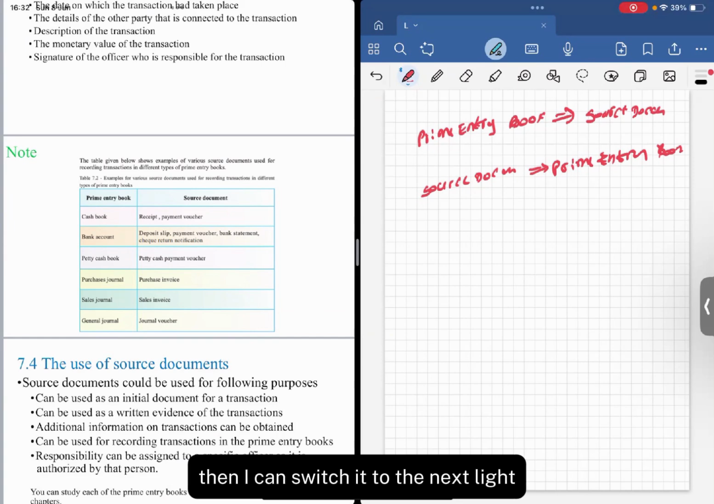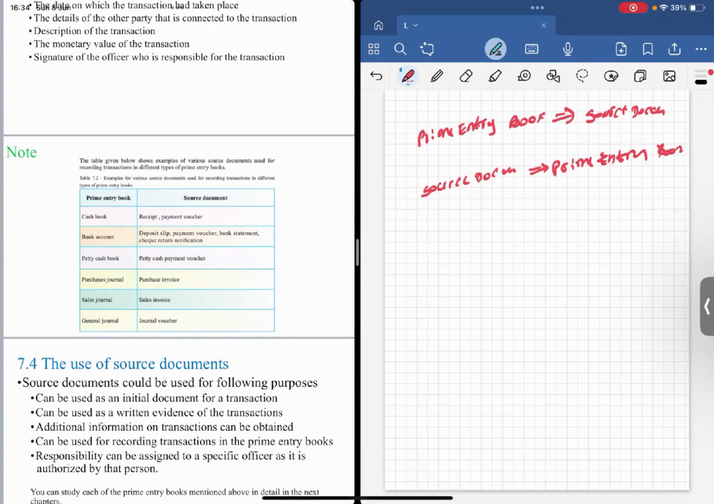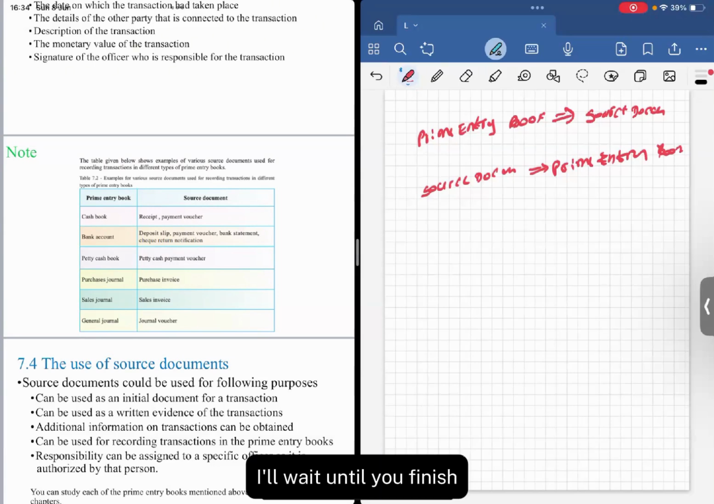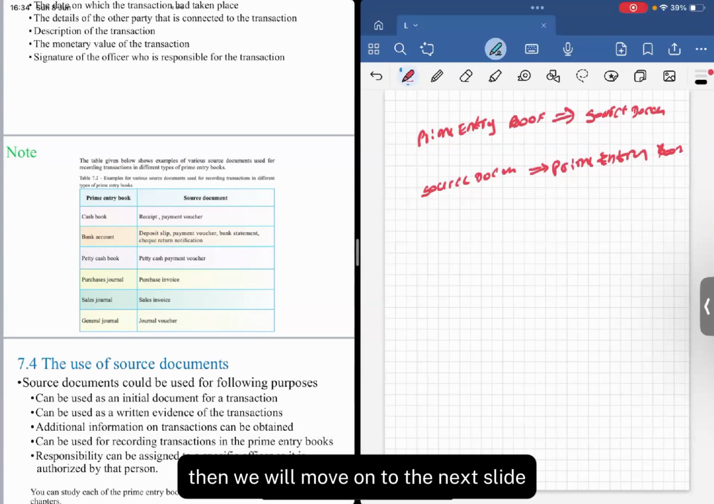Then I can switch to the next slide. Have you finished with the table? No, sir. Okay, I'll wait until you finish. As you finish, please tell me, then we will move on to the next slide.